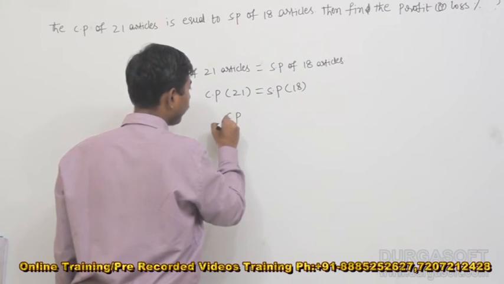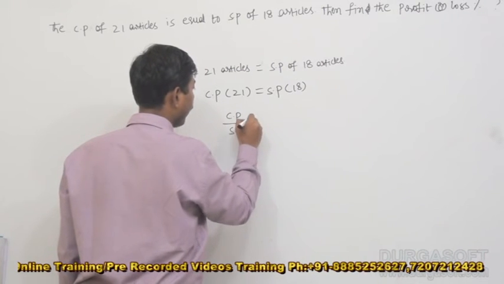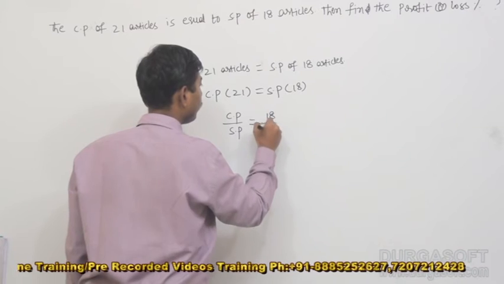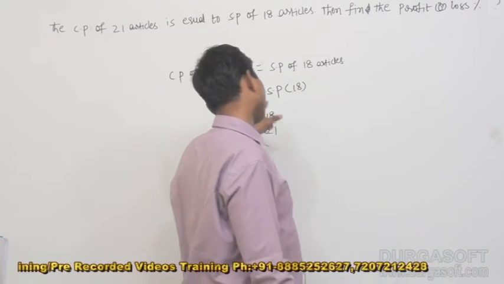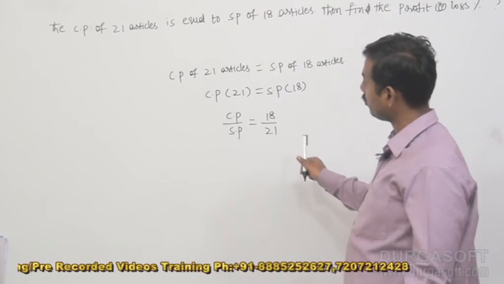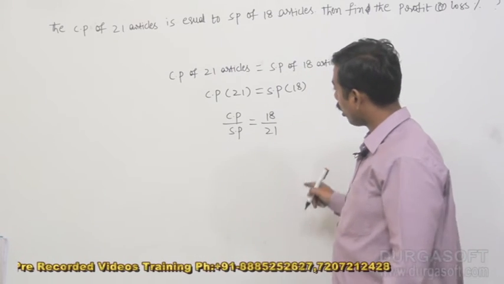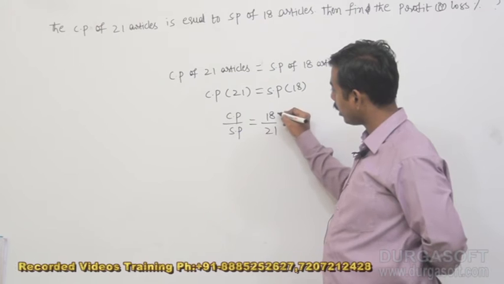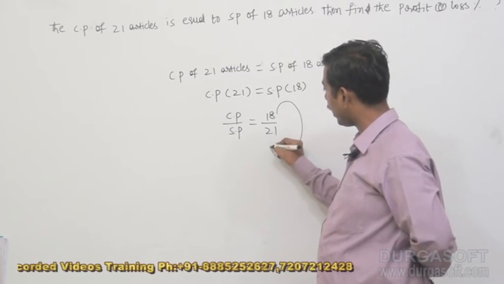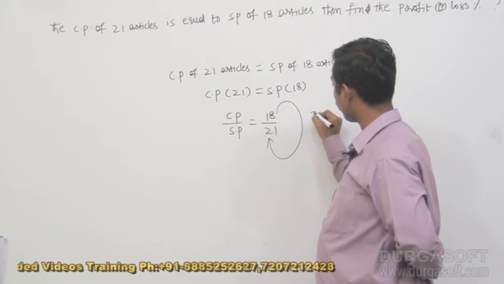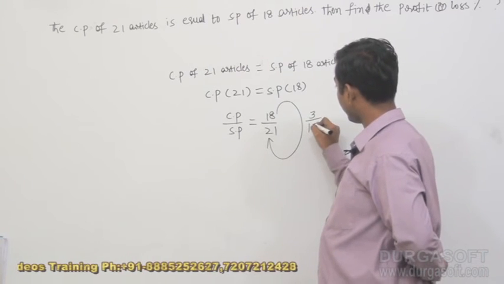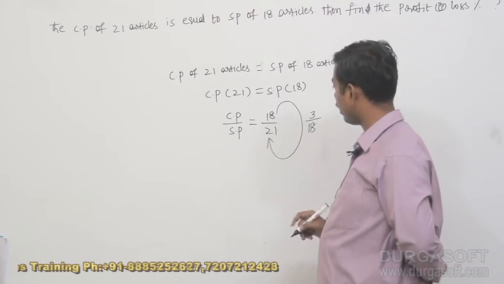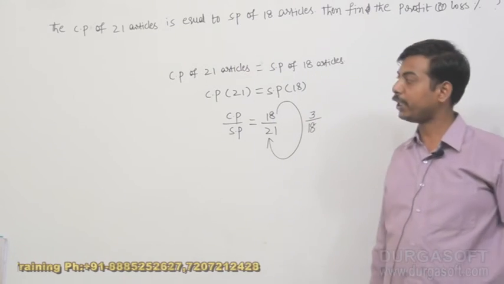Now you should take the ratio from cost price to selling price. Cost price to selling price is 18 is to 21. That means cost price is 18 parts and selling price is 21 parts. Total how many parts are we losing? 3 parts. 3 out of how many parts? 18 parts. 3 out of 18 means we are losing 3 parts out of 18 parts.